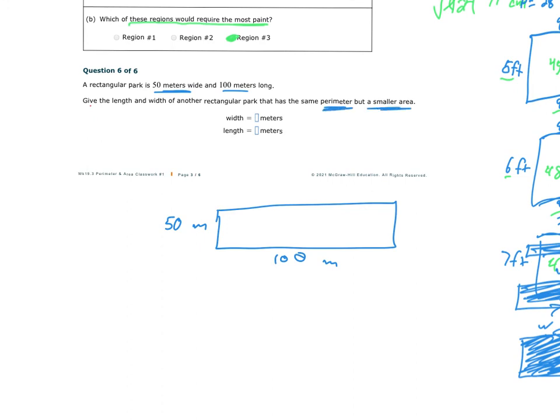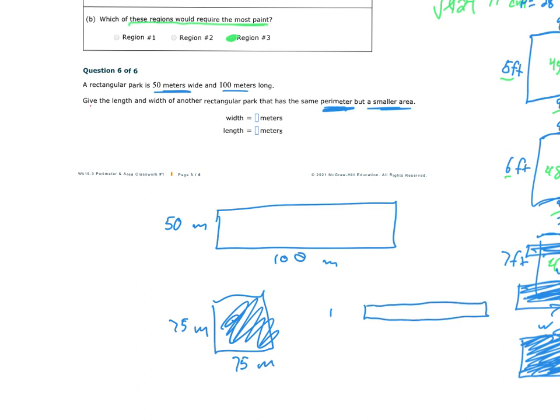Okay, like we said, if we want the same perimeter, if we make it a square, 75 by 75, then we're going to maximize the area. If we make it longer and skinnier, like 10 by 140, we're going to have a smaller area. It's going to have the same fencing.